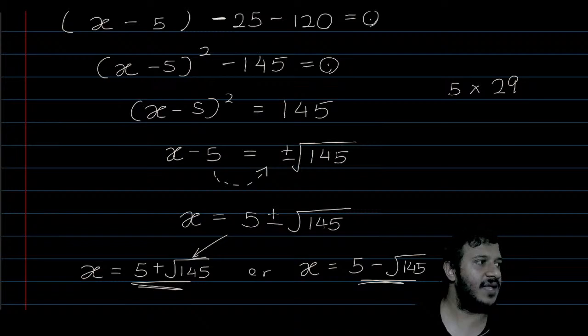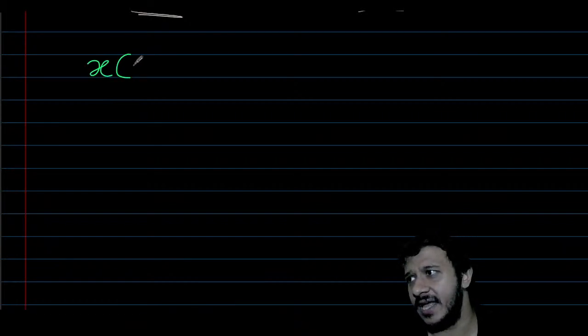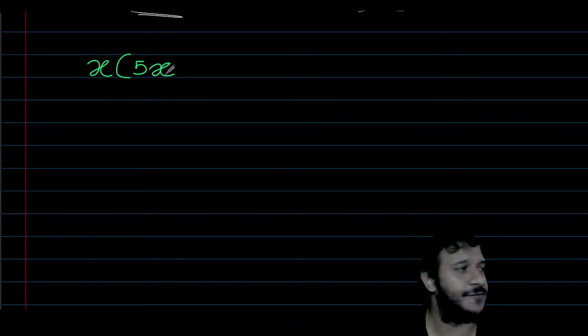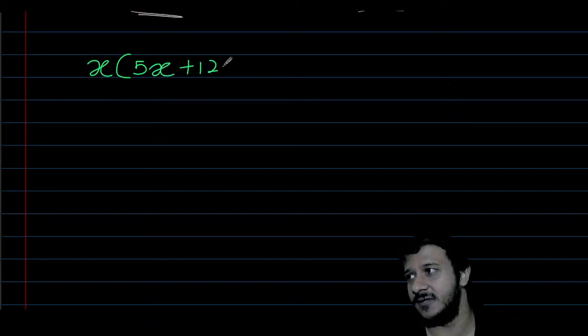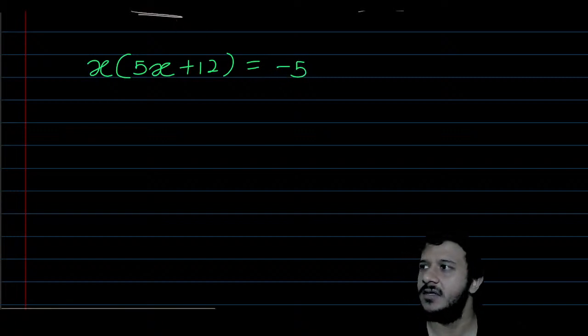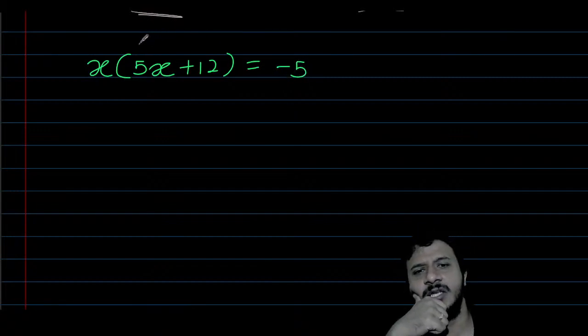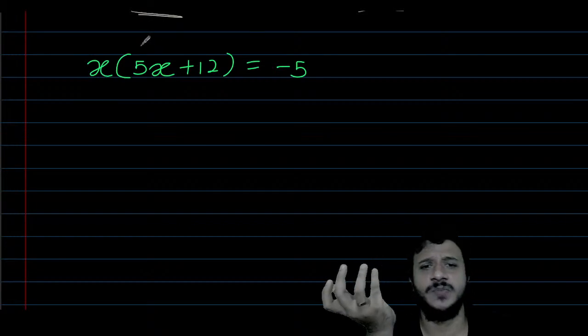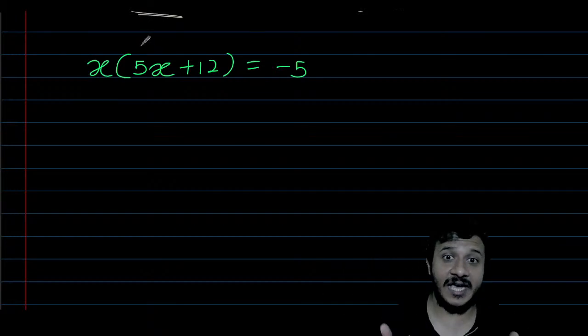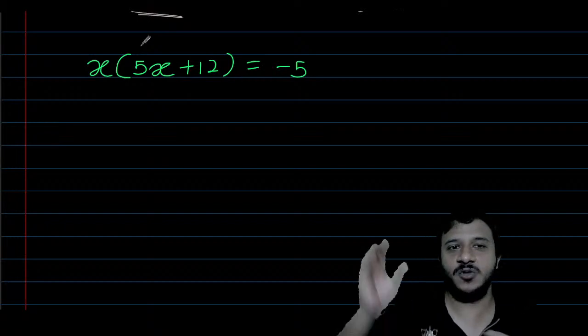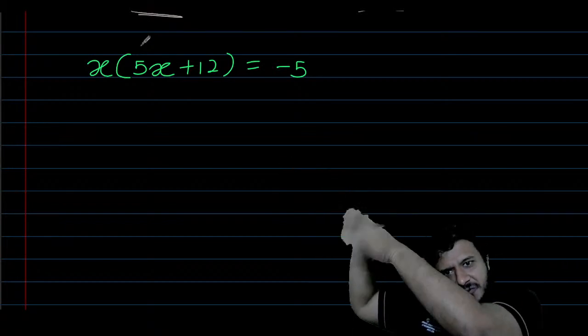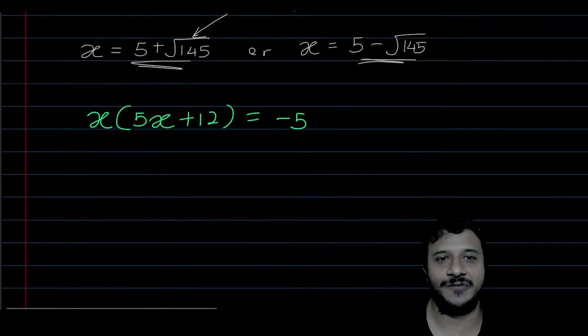Then after that, the last question for today. Let's try to do this question. Let's say that we got x bracket 5x plus 12 is equal to negative 5. First thing, we need to make it look like ax square plus bx plus c. So to do that, what should we do? Let's open that bracket and tell that negative 5 to go to the other side as a positive 5.